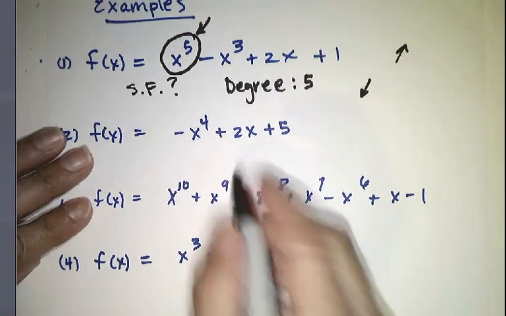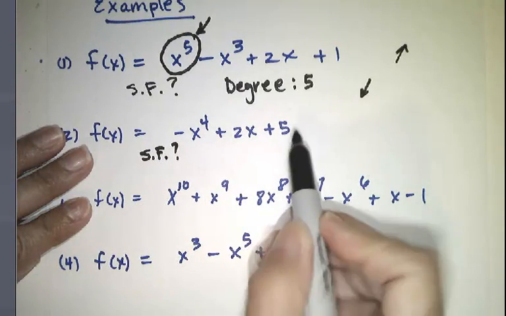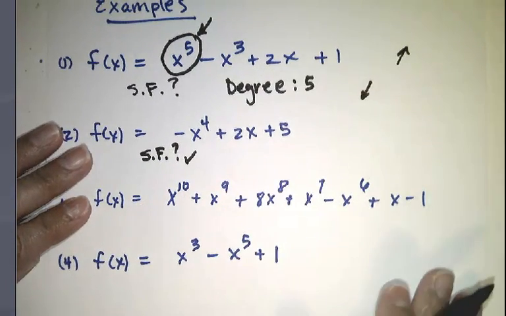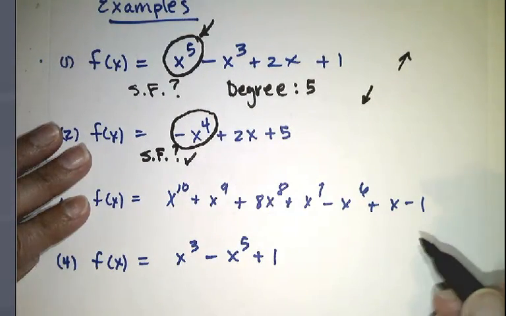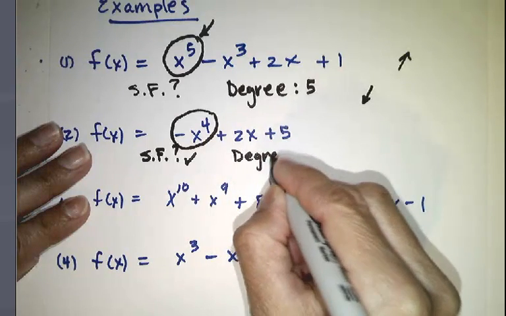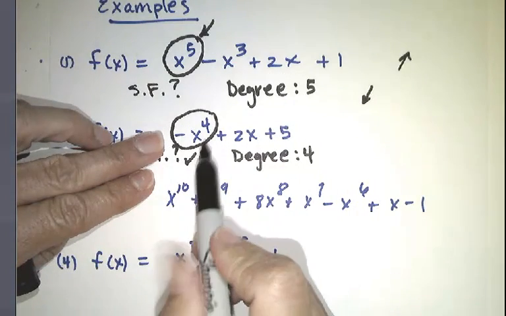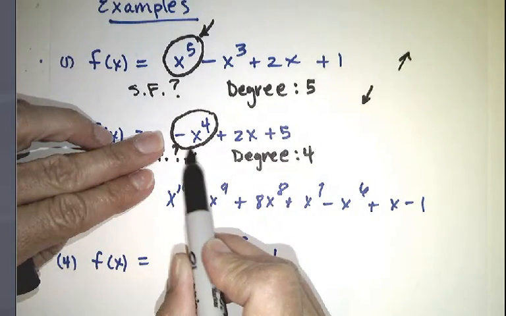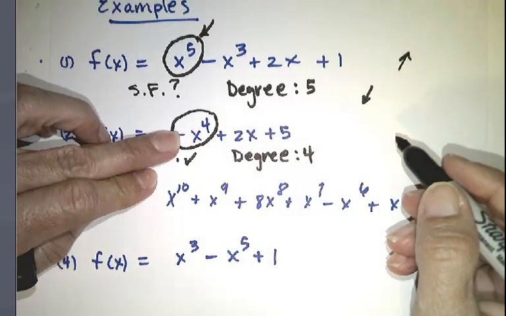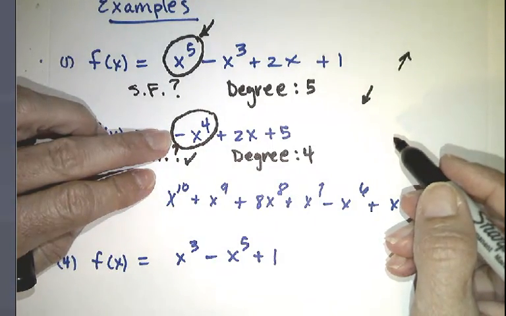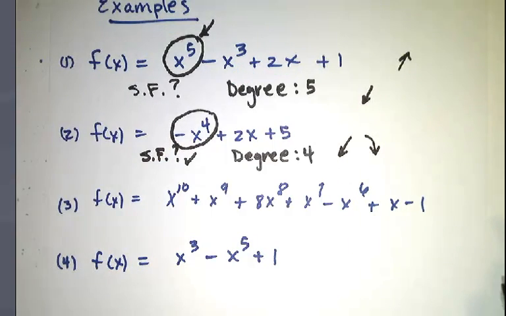Okay, let's look at example 2. Is it in standard form? 4th, 1, 0. Yes, it is. It's written in descending power. I'll circle my lead term, which determines my degree. So my degree here is 4. And my end behavior is determined by the behavior of negative x to the 4th. Now, this is an even degree power function with a negative coefficient. So we know the end behavior looks like this.